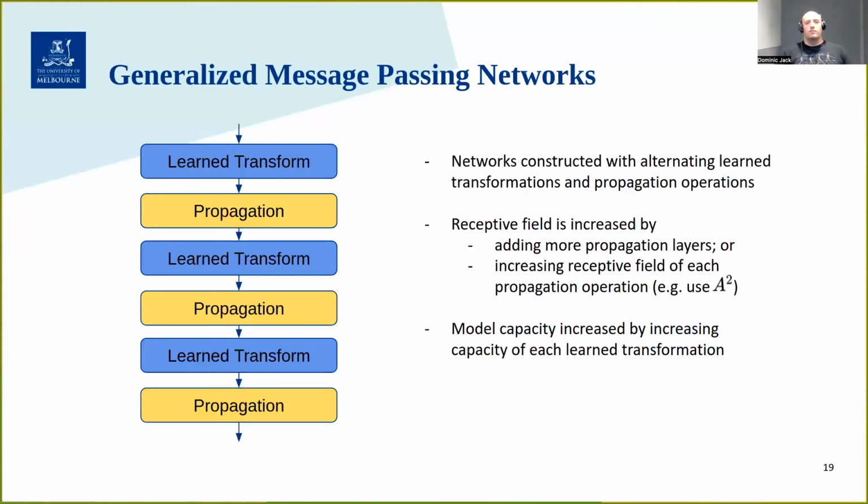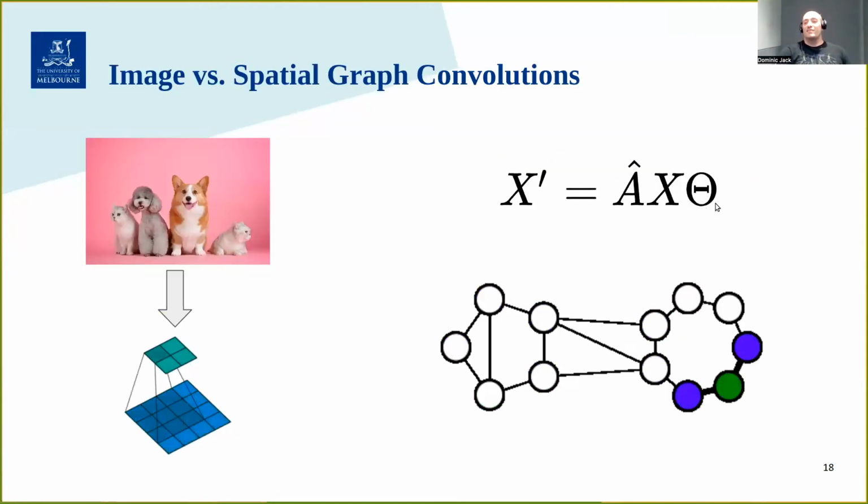So to generalize, we also have these message passing networks. I should just say quickly, this is also nice and easy to implement, because in A times X, A is sparse, so A times X doesn't involve creating any large n by n dense matrices.